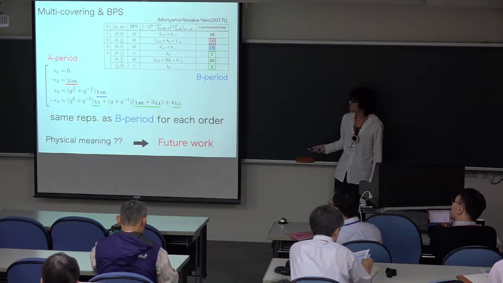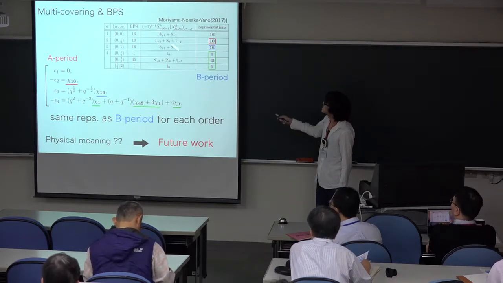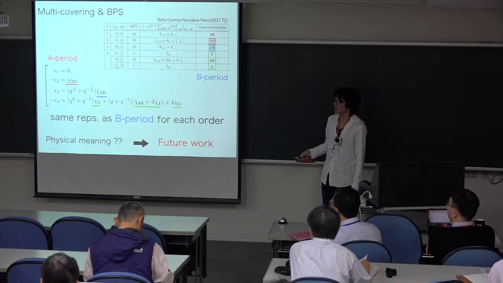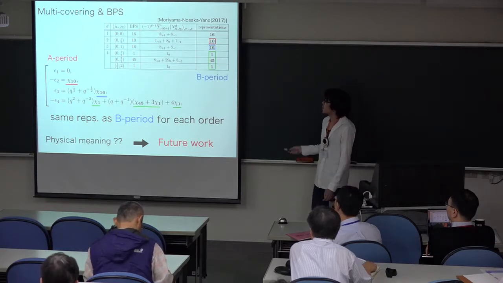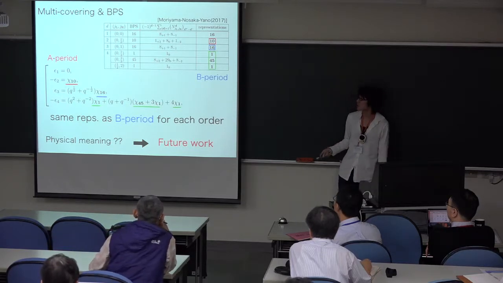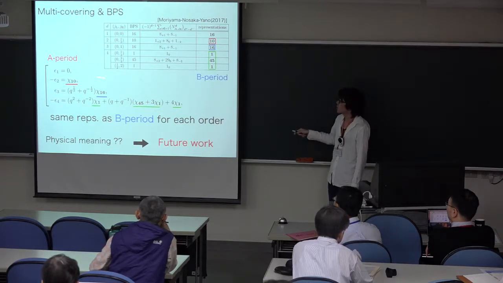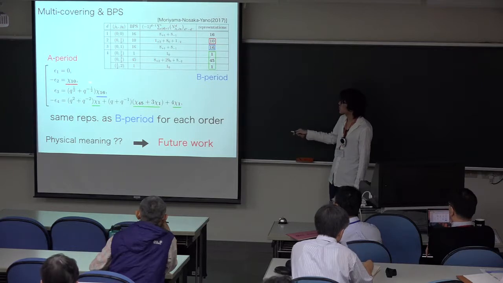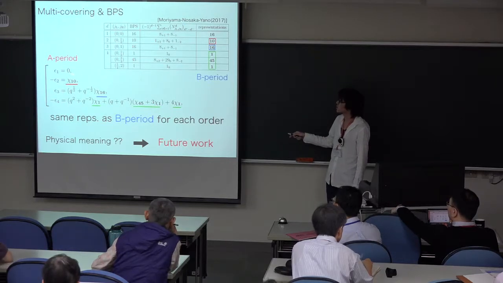Moreover, from this expression, we find a quite interesting relation to the BPS. In these papers, they provide a table of the BPS indices and their representations calculated from the BPS. Then we find that the representations of characters, this one, this one, this one, this one, this one, appearing in the A period are exactly the same as the representations of characters, this one, this one, this one, appearing in the B period, except for one trivial case.